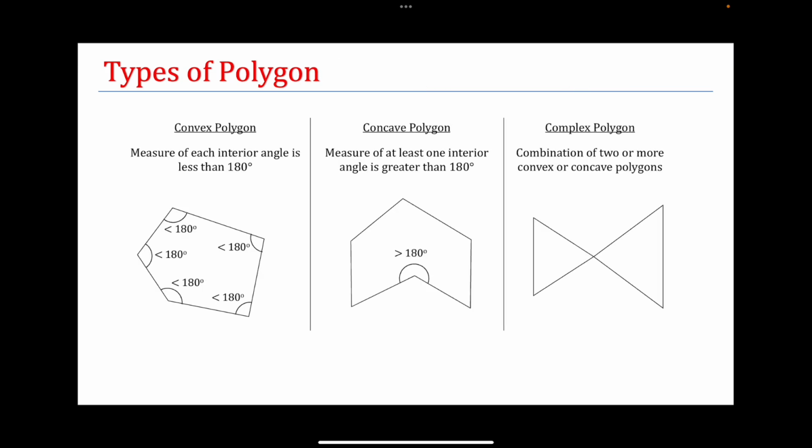Types of polygon. There are 3 types of polygons: one is a convex polygon, the concave polygon, and the complex polygon. If all the angles are less than 180 degrees, that polygon is called a convex polygon. Each angle measures less than 180 degrees. If at least one interior angle is more than 180 degrees, it is called a concave polygon. And a complex polygon is a combination of 2 or more convex or concave polygons.